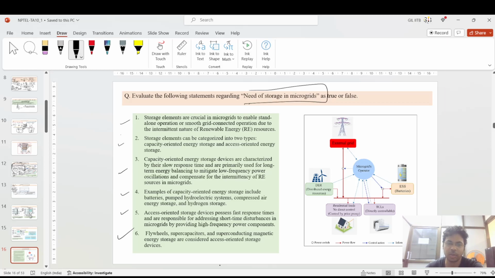I have given these six statements, and you have to tell me which statements are true related to the need of storage in the microgrid. Just read the statements, and you have a few minutes to solve this problem. And if you get a as true or false, just write in the chat box that a is true or false. After that you can try b. Okay, you have a couple of minutes to solve this question.